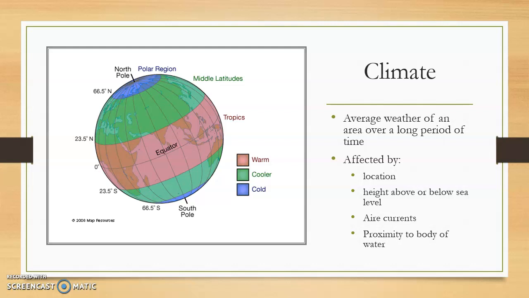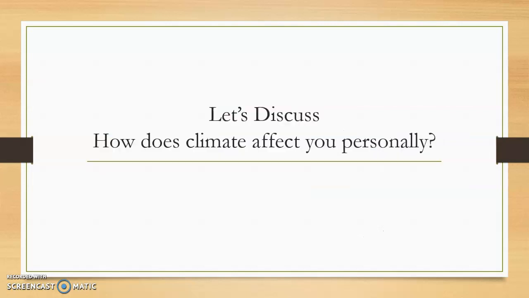Obviously, the higher you are above sea level on a mountain, the cooler it's going to be than if you're down at sea level. We're going to look at air currents and how they bring warmer air to an area, and how close we are to a body of water. All those things will affect your climate. But again, climate is looking at the weather over a long period of time. So temperature and precipitation over long times.